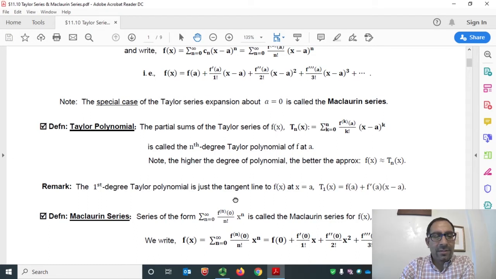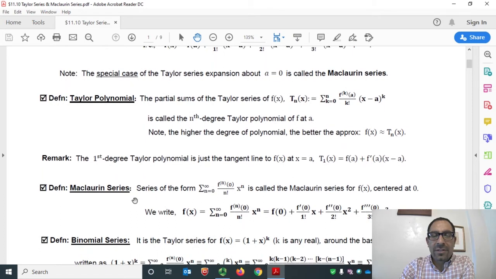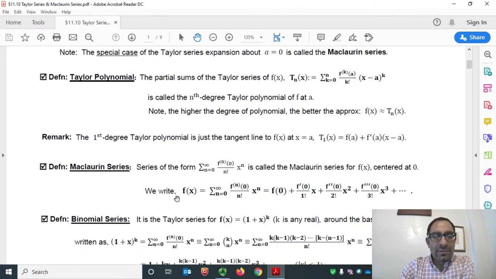Great. So, Maclaurin series. The Maclaurin series is the Taylor series centered at the origin. So we write f(x) equals this, the compact form, and the expanded form turns out to be f(0) plus the first derivative of f evaluated at 0 over 1 factorial times x, plus the second derivative of f evaluated at 0 over 2 factorial times x squared, plus so on.